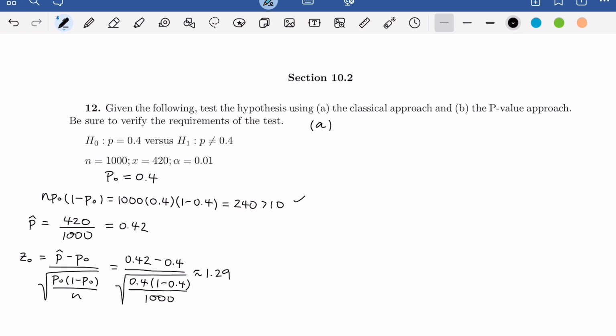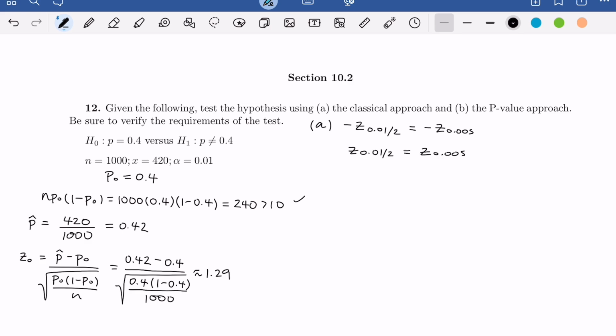Okay, so with this information, we can start answering parts A and B of this problem here. So for part A, we're going to test the hypothesis using the classical approach. And because this is a two-tailed test, we can determine the critical values at our given significance level. So we're going to have, just plugging in our alpha value, and then we're also going to have the positive version of this.